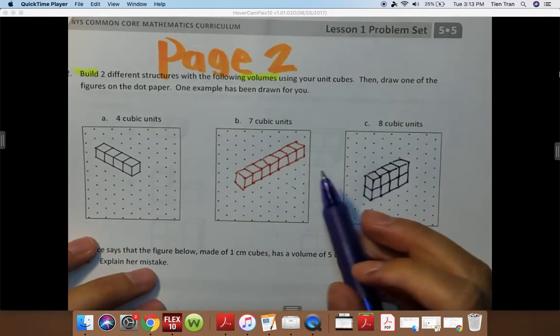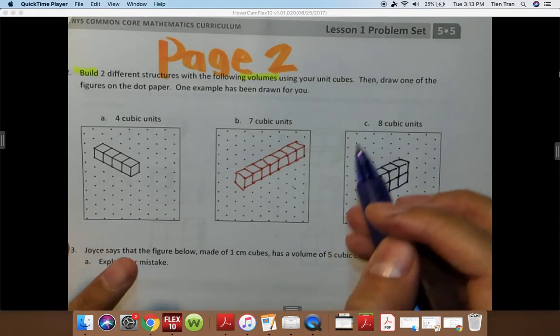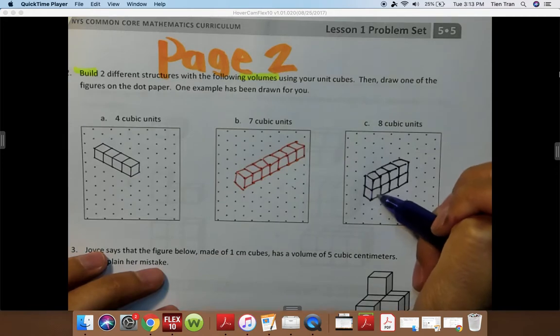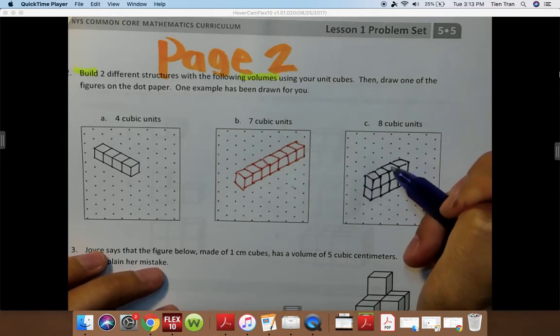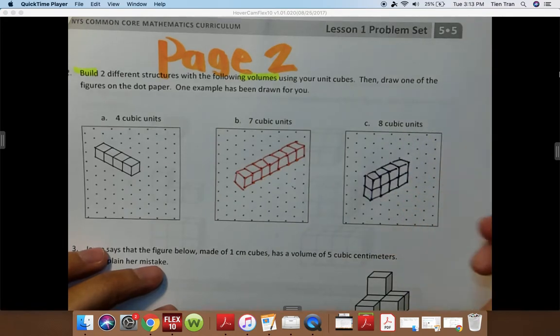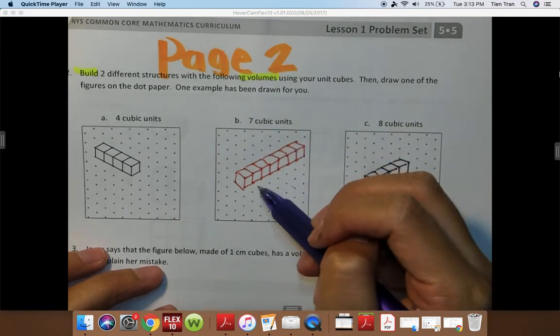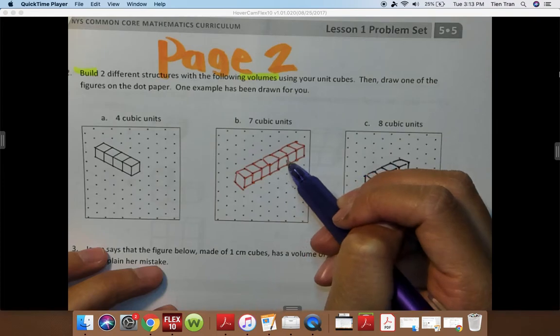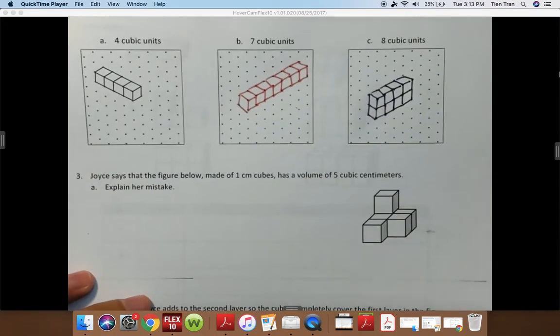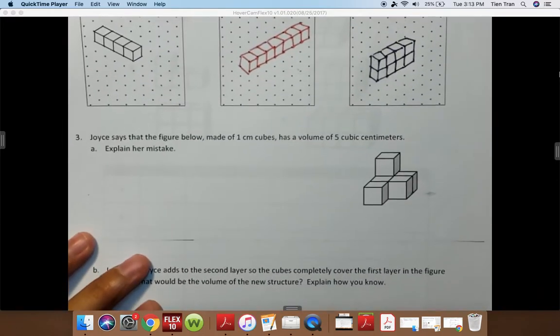Now, if you're having trouble drawing it, it's okay. I just want you to understand that each one is a cube. So this is 1 cube, 2 cubes, 3, 4, 5, 6, 7, 8. I drew 8 cubic units. And on this one, I drew 7. 1, 2, 3, 4, 5, 6, 7. Okay, now I'm going to move down to problem 3.